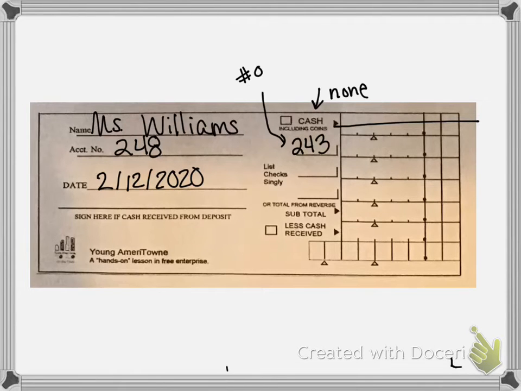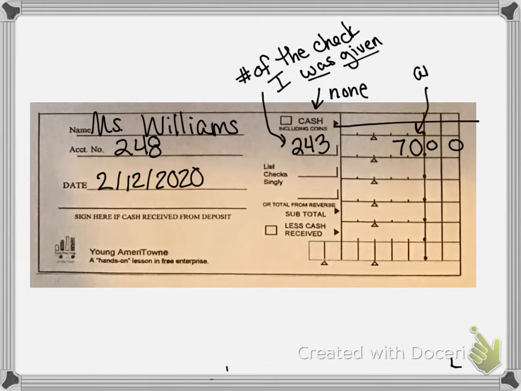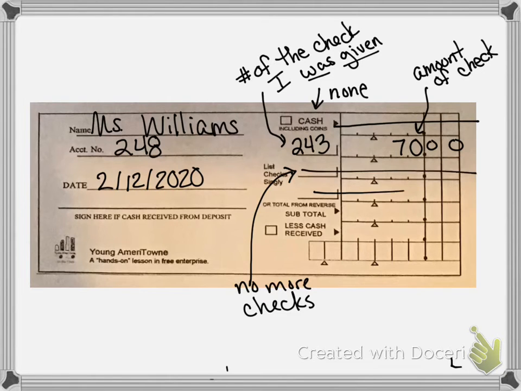I have one check to deposit, and I remember that check number is 243, so I'm going to write that on the line. That's the check number I was given, and then I write the amount of the check, which is $70. Here's where I would write extra checks if I had more than one check to take to the bank, but I don't, so I'm just going to scratch those lines out.